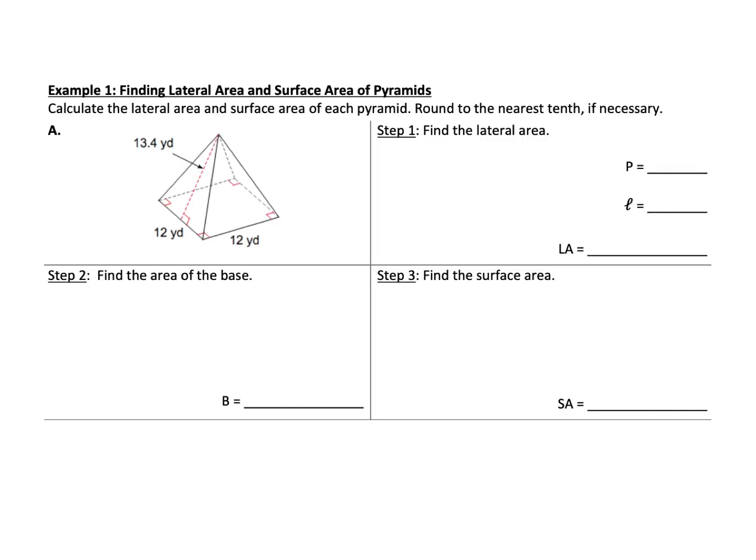So now let's try a couple examples. We're going to find the lateral area and the surface area of this pyramid. First, I want to identify the base. The base is going to be the side that's across from the vertex. So you can see the vertex is right here. The base is directly opposite the vertex. So the base is this square here. So I have a rectangle base, and notice that all the sides are 12. So it's actually a square.